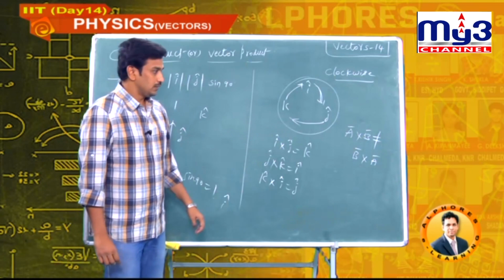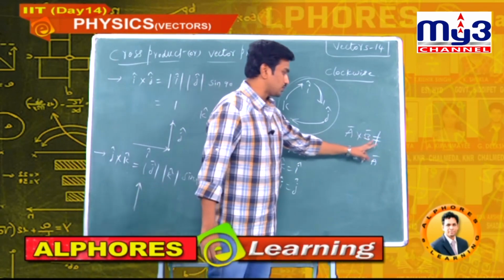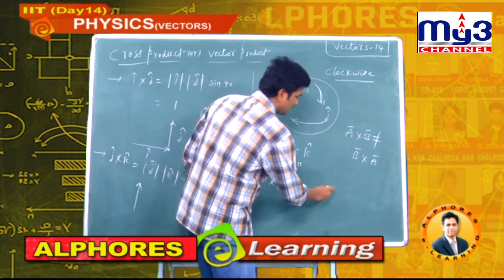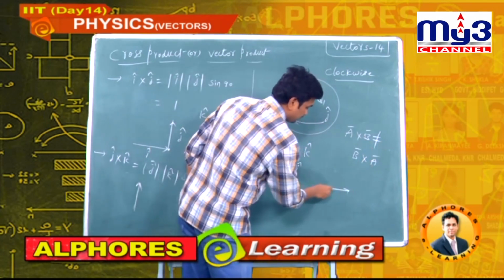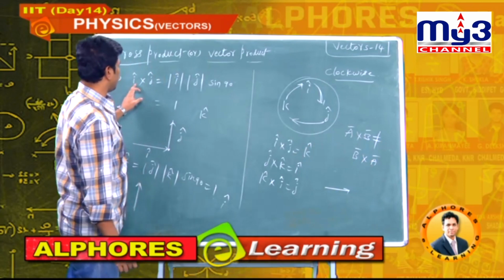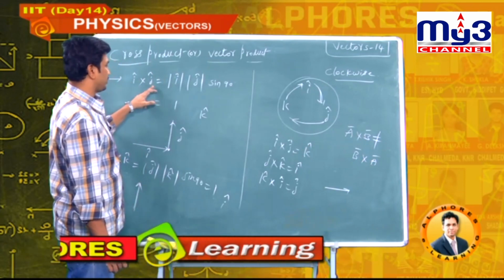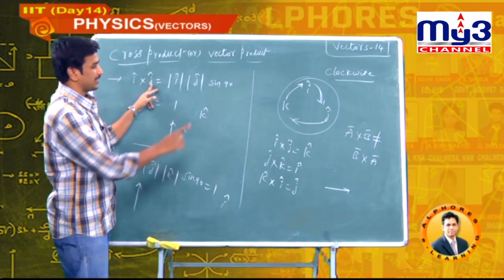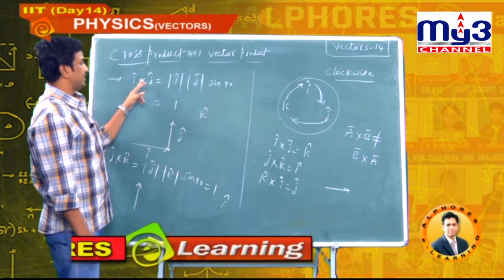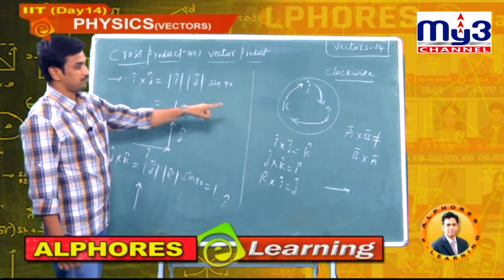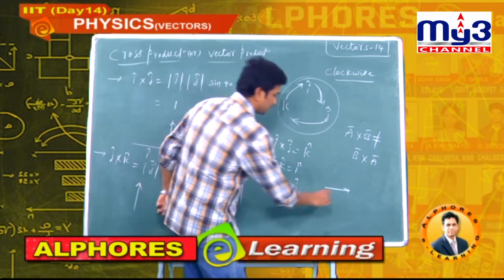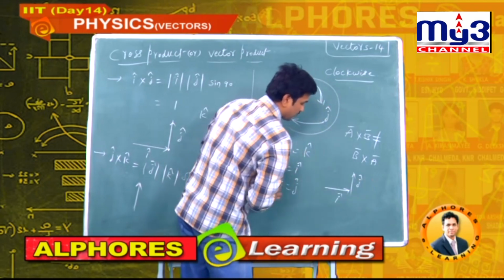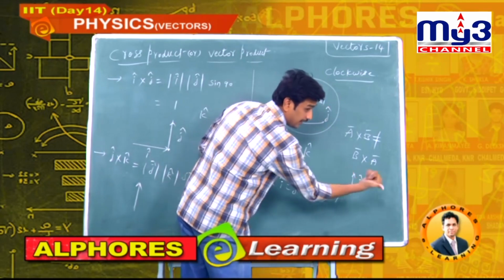How? A bar cross b bar is not equal to b cross a, because see here, suppose i cross j. J cross i is the reverse. I cross j is like a cross b, and j cross i is like b cross a. Now, i cap, j cap, what is the cross product? K cap.